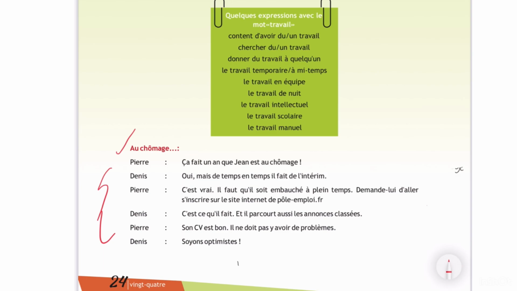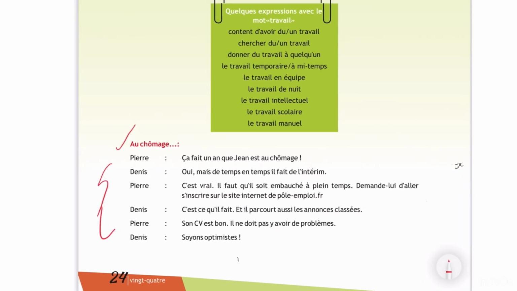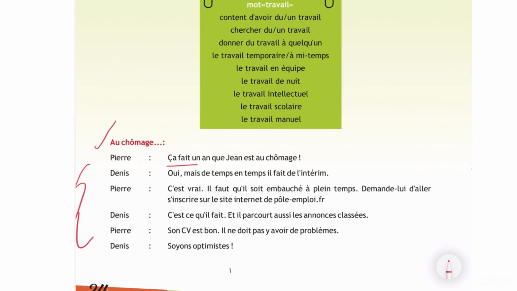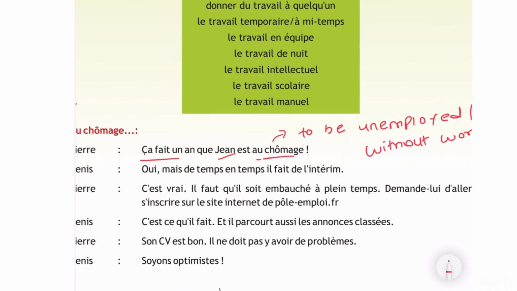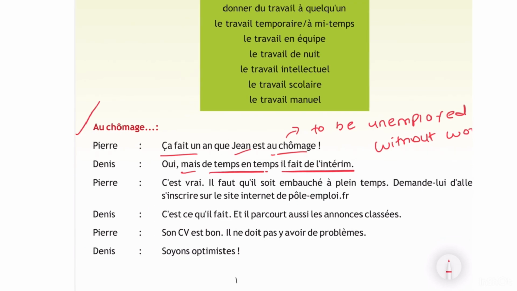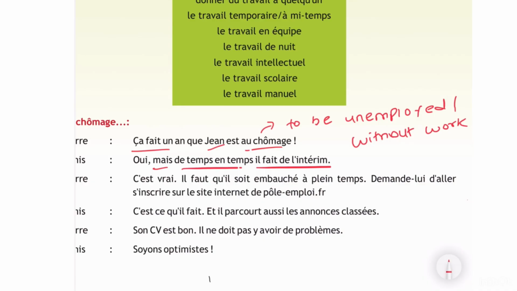Pierre says, ça fait un an que Jean est au chômage. That is, it's been a year, ça fait, that Jean is a person, et au chômage, I told you, it means to be unemployed, or you can also say without work. Then Denis responds, oui, mais de temps en temps, il fait de l'intérim. That is, from time to time, he does l'intérim, which means temporary work. We have the same word in English, interim, and it means temporary. So Jean doesn't have a permanent job, but he's still doing some part-time work.